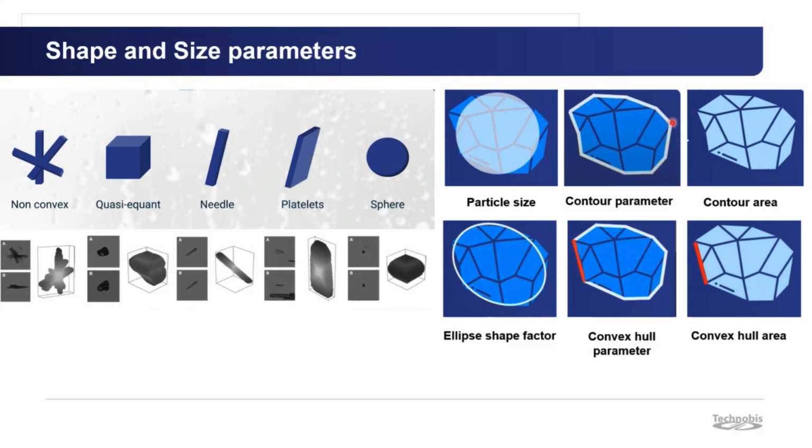The contour parameter is the parameter around the outside of the detected particle. The contour area is the area inside that contour. The ellipse shape factor is the aspect ratio. The convex hull parameter is the parameter around the largest external part. So this is not taking into account this indentation here. It draws a straight line around the outside. And the convex hull area is the area inside that convex parameter.